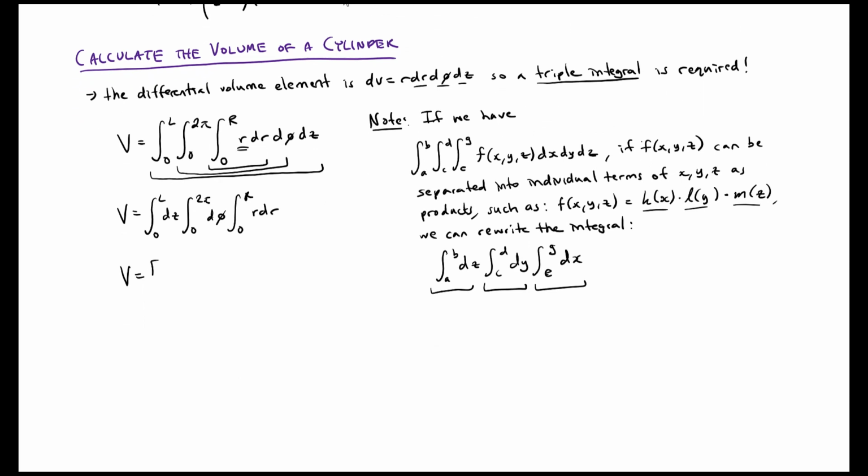We now have L minus 0 times 2 pi minus 0, and here we have r squared over 2 from 0 to capital R. So V is equal to 2 pi L times capital R squared divided by 2 minus 0. V is equal to pi L R squared.